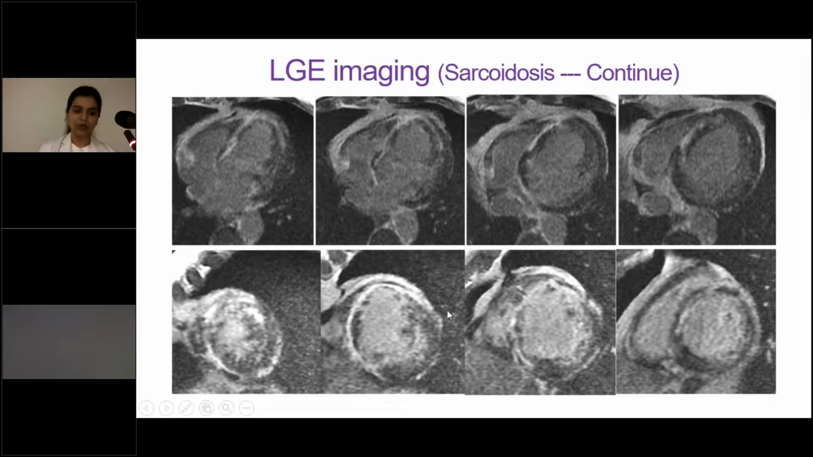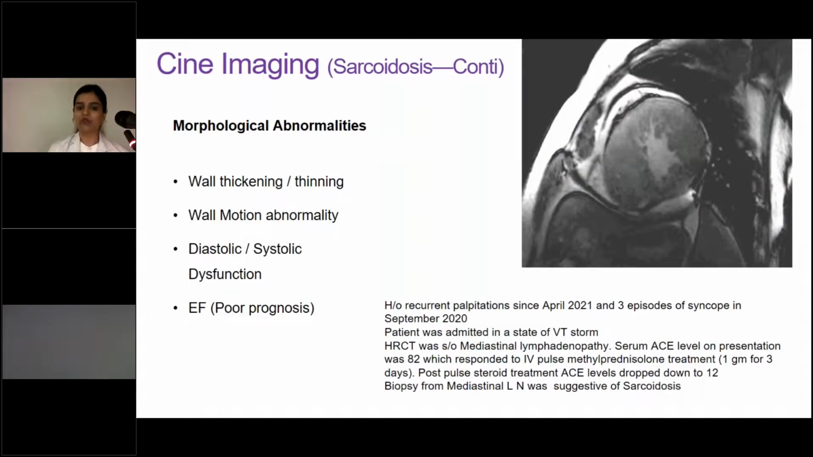These are the short axis views of the same patient, again demonstrating abnormal patchy areas of enhancement along the mid wall of the interventricular septum and extension of enhancement along the subepicardial surface, along the anterolateral and the inferolateral walls of the left ventricle. So based on these findings, the possibility of cardiac sarcoidosis was considered on cardiac MRI. Further, HRCT of the chest of the patient was performed, which suggested mediastinal lymphadenopathy. At the time of presentation, serum ACE levels of the patient were raised, which subsided following IV pulse methylprednisolone treatment, and subsequently, biopsy from the mediastinal lymph nodes suggested sarcoidosis.